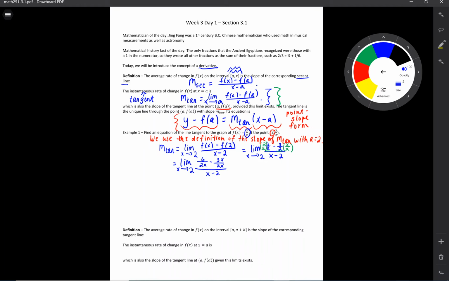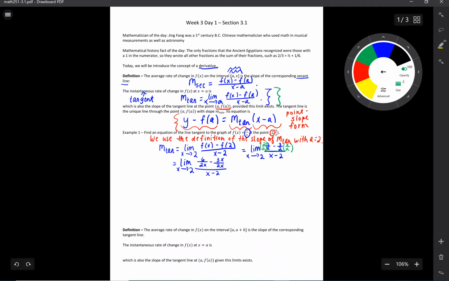So I'm going to pause real quick. Why are we doing all of this algebra anyway? Why can't we just plug in x equals 2? Well, just a reminder, if we plug in x equals 2 right now, then we would get 0 in the denominator of this fraction, and we cannot divide a fraction by 0. So that's why we have to do all of this algebra.